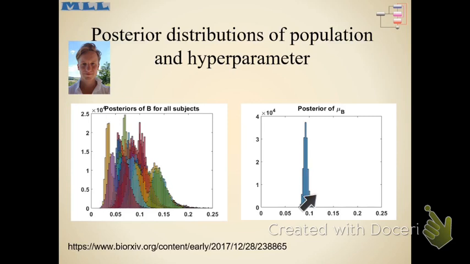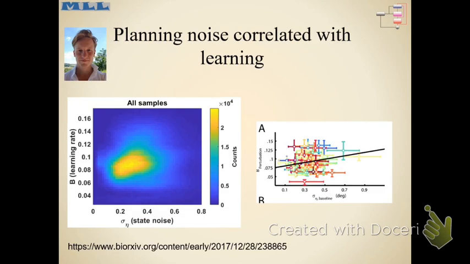So having all those samples actually gives you a lot of power, because you have lots of examples of what the right answer might be and how they fit together. And what we see is exactly what we were supposed to see. The planning noise seems to be correlated with learning. So this is individual subjects and the noise in their estimates. And what I've done here is I've taken all the samples across all subjects, so that subjects with more certainty weigh more and subjects with less certainty get spread out. And you can see that there's, maybe it's not huge, but as the state noise goes up, the learning goes up.